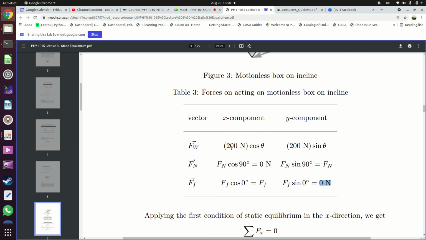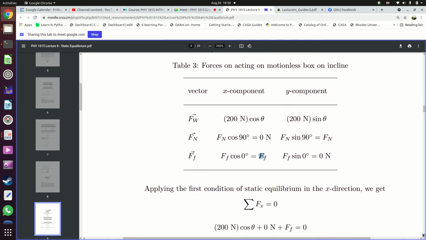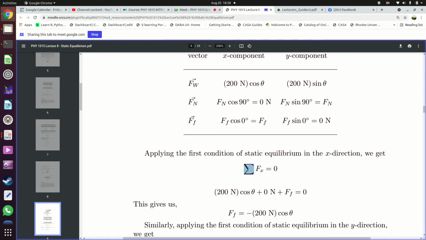So here we have this bit here. This is 100 newtons plus 0 newtons plus minus Ff. When we do the addition, the sum of the forces along the x-axis should be equal to 0. So you're going to have 100 plus 0 newtons plus minus Ff equals 0. So we end up having 100 minus Ff equals 0, so Ff is equal to 100 newtons.